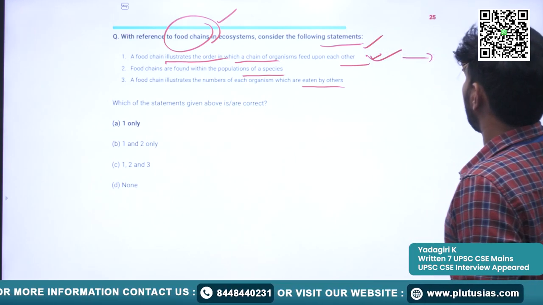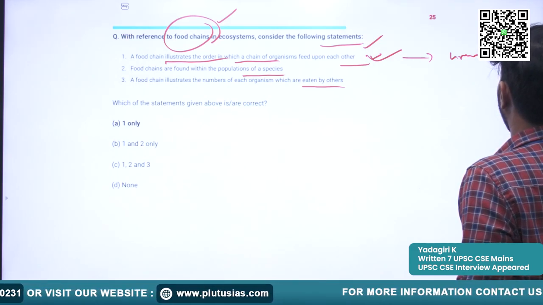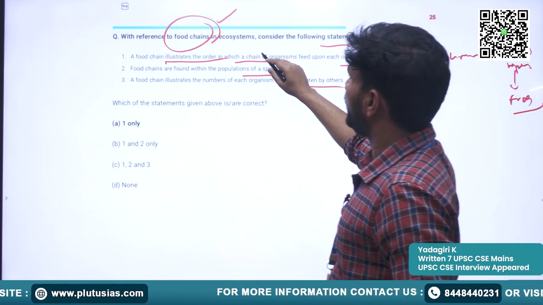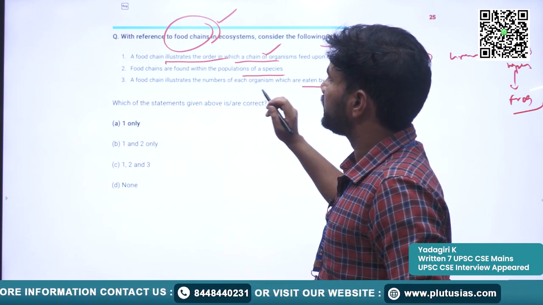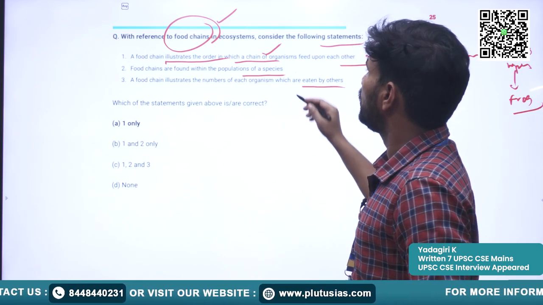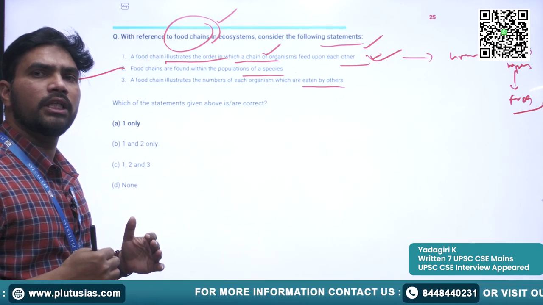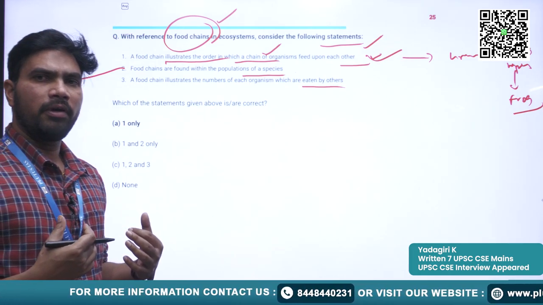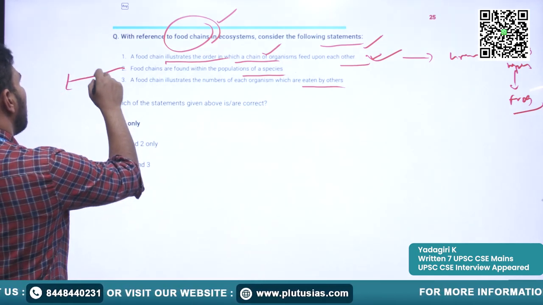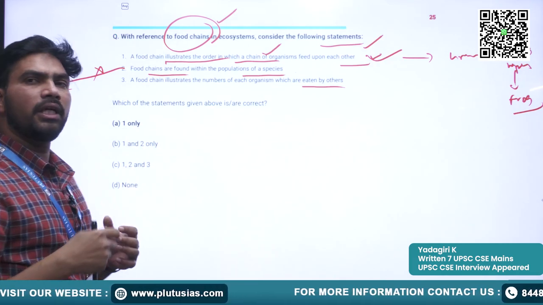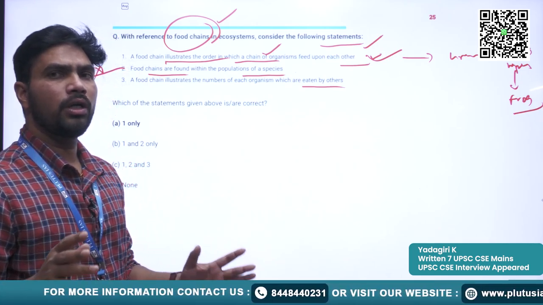So this is correct. We have seen the example of grass, grasshopper, and frog. It illustrates the order in which a chain of organisms feed upon each other. Second option is food chains are found within populations of a species. Basically this is incorrect. It is saying that food chains are seen within the species. That is impossible, because if you take the example of the species humans, a human cannot eat another human. So this becomes incorrect. Food chains are seen among the species. One species depends on the other species. That is there in the food chains.